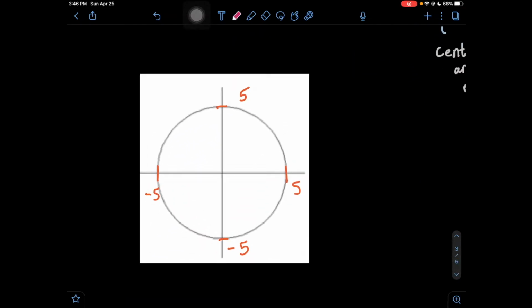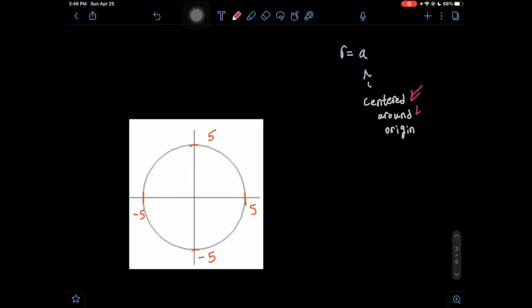Now let's go ahead and do one more practice problem for circles. This one we can also see that we have a diameter of 5. Well, for this type of circle where it's centered around the origin, the equation is just r equals a, again still being your diameter. So now we can see that the diameter is 5, so it's just r equals 5.